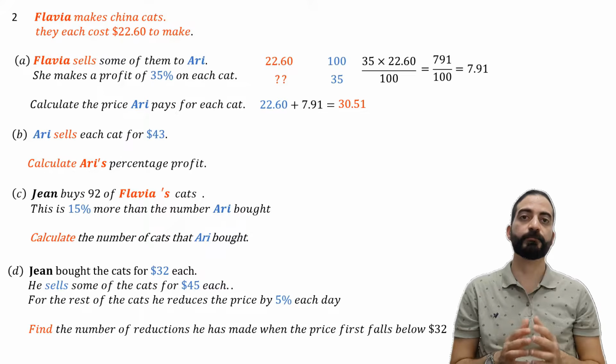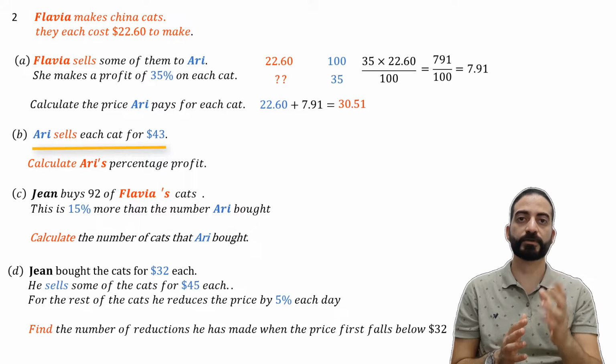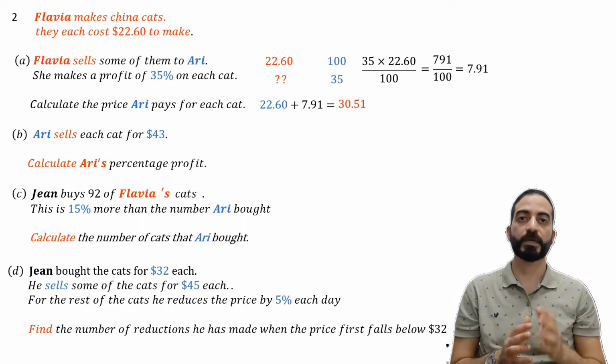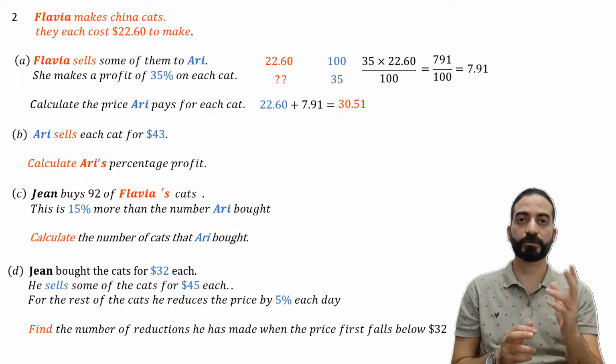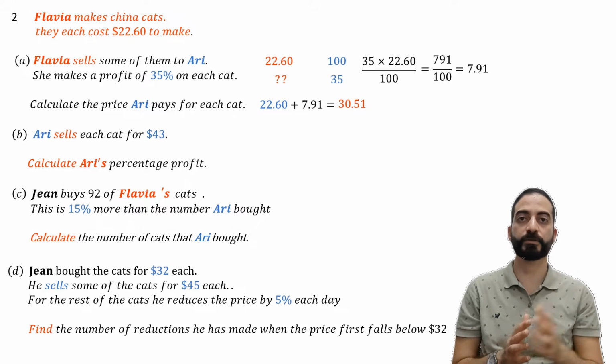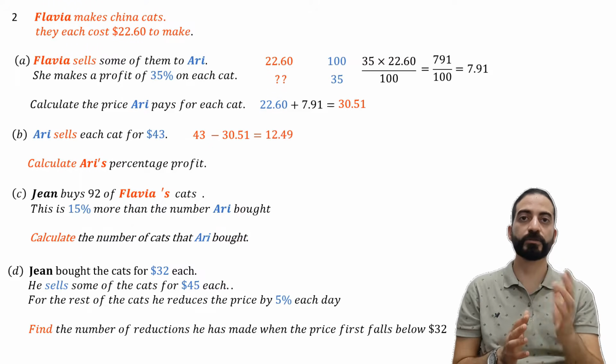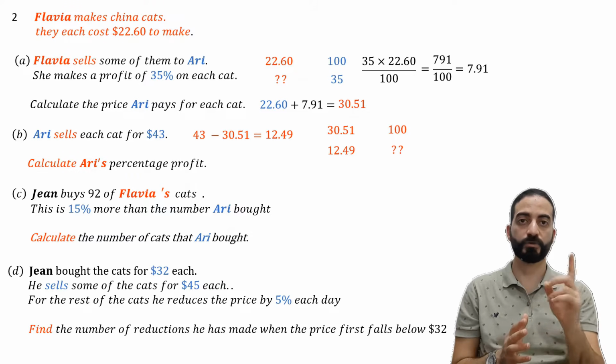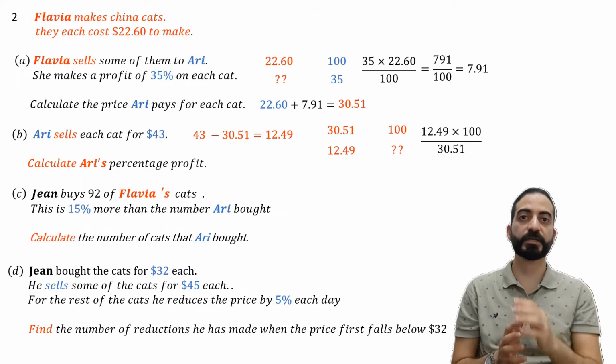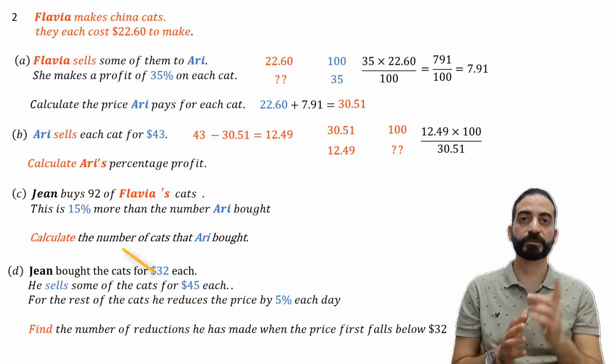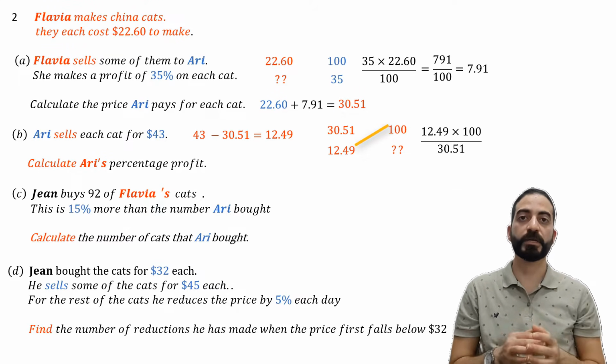Now moving to part B. Ari sells each cat for $43. Calculate Ari's percentage profit. Ari bought them for $30.51 and sold them for $43. This means that when we do subtraction, we will get Ari's gain in dollars. Now we have to convert it to a percentage in this way, that every $30.51 is 100% and $12.49 is how many percent. So we multiply the numbers opposite each other, we divide by this number and we get the answer.